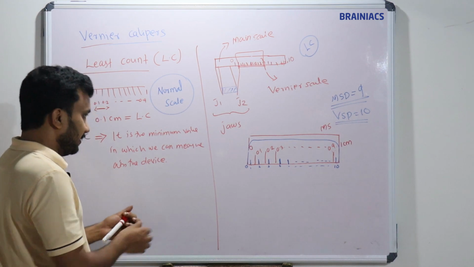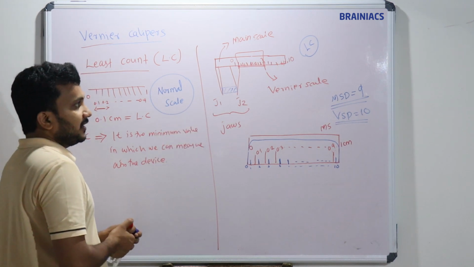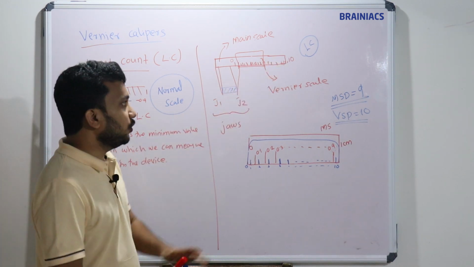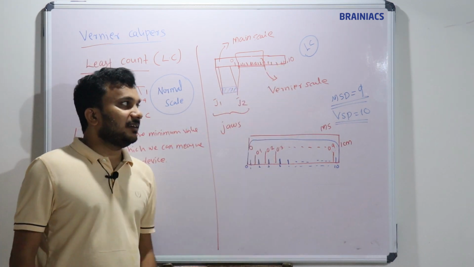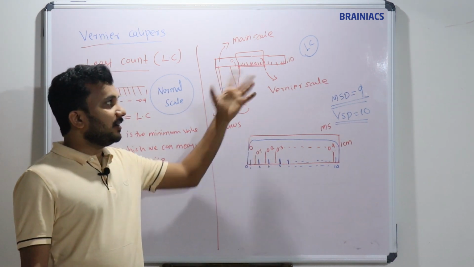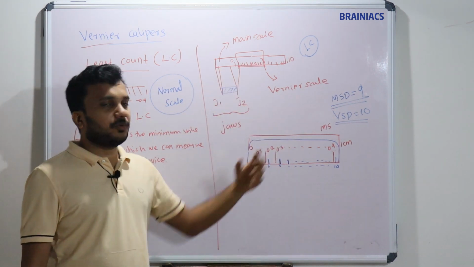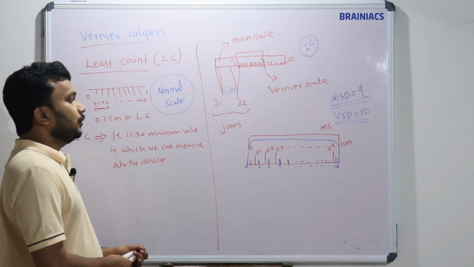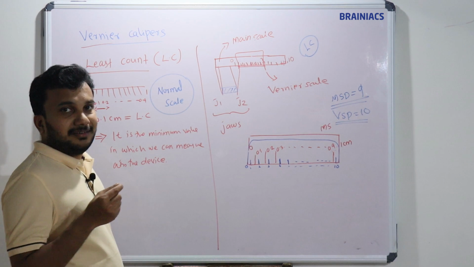So I can say based on this one, MSD, main scale divisions, equal to 9, and vernier scale divisions will be equal to 10. This is just an example for a 10 centimeter scale. Out of this, 1 centimeter I have filtered out. Okay, so what is called least count?